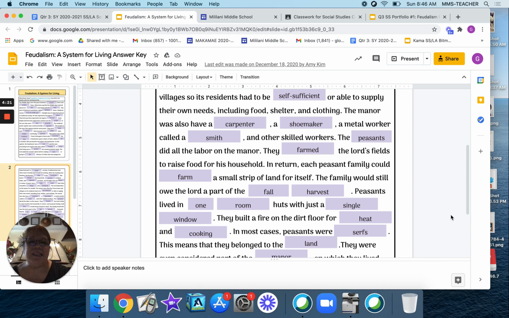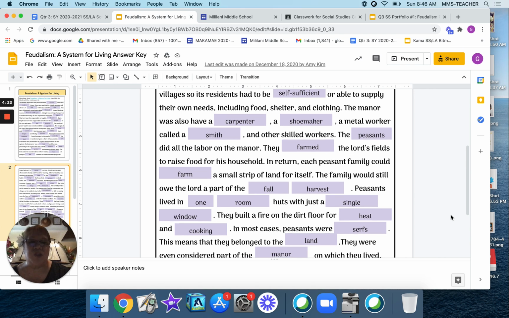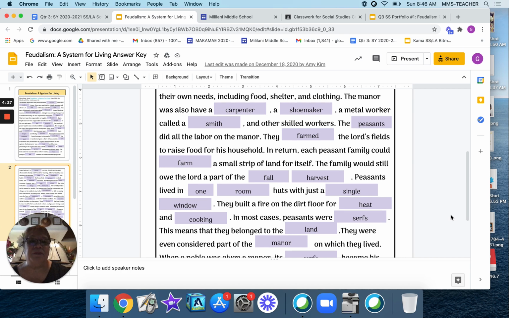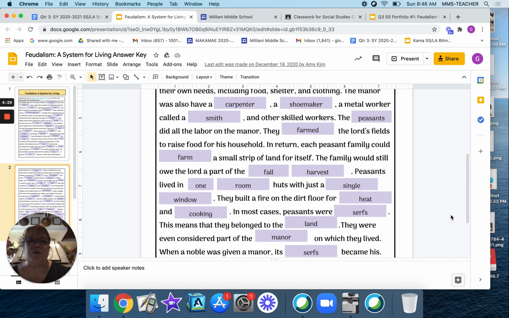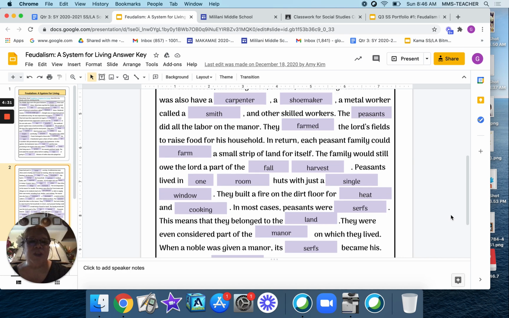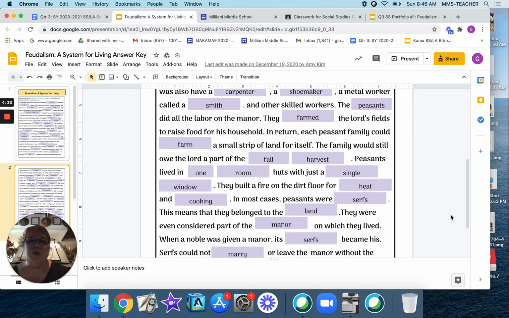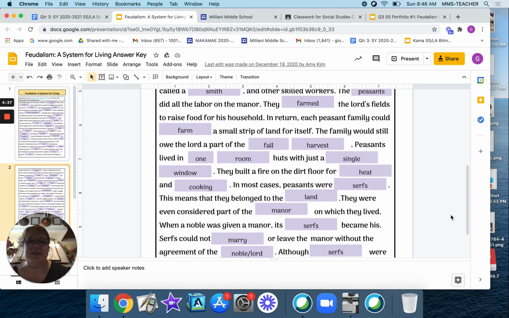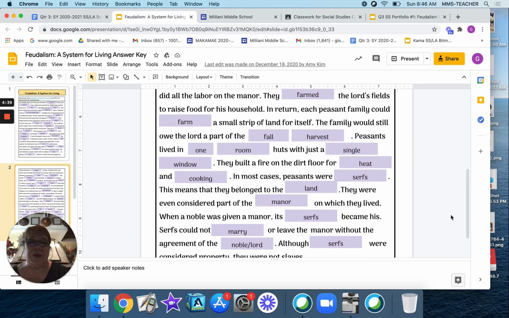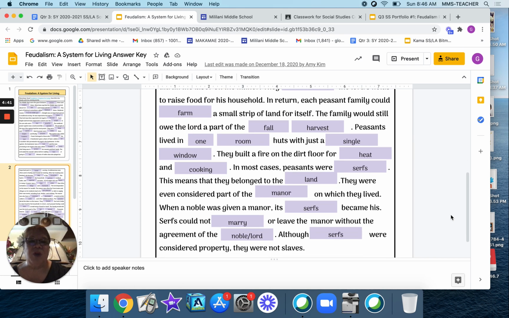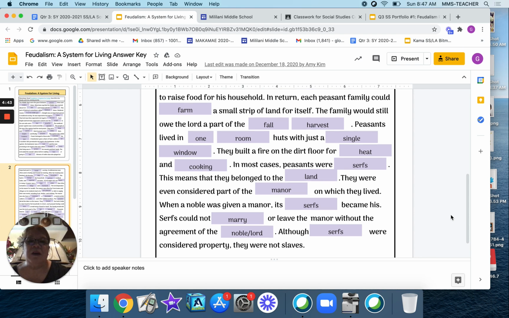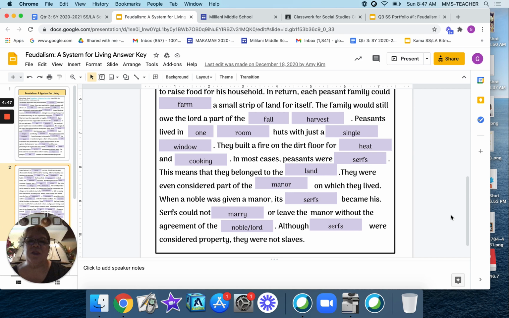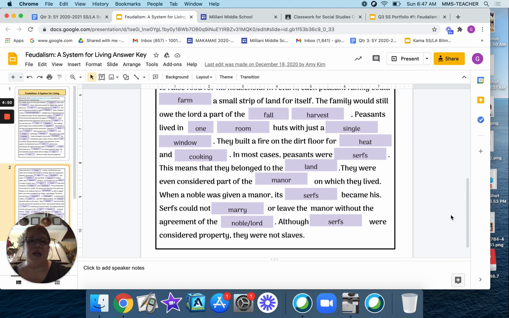In most cases, peasants were serfs. This means that they belonged to the land. They were even considered part of the manor on which they lived. When a noble was given a manor, its serfs became his. Serfs could not marry nor leave the manor without the agreement of the noble or lord. Although serfs were considered property, they were not slaves.